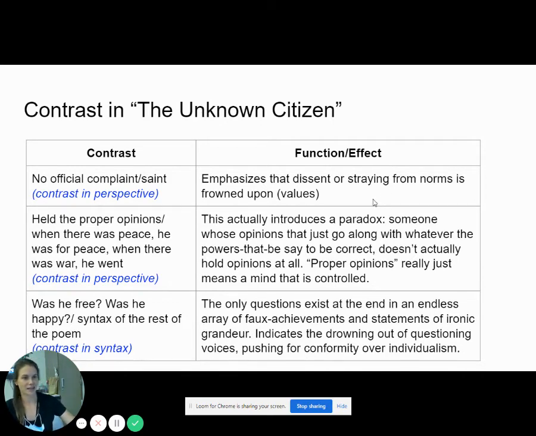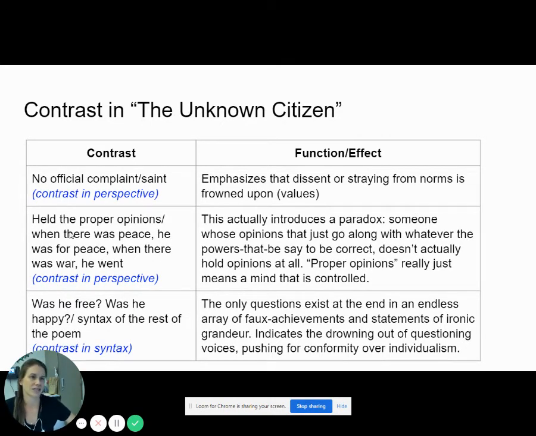is simply not doing anything to cause a ripple or to cause any trouble. And that way you'll be called a saint, versus the actual expectation, which would be that you actually do something notable in your life. Here, it's more like just do what you're told and don't get complained about, and that will make you a saint. So in any case, the function or the effect is an indicating of a difference in values, probably between the poet and the content that he is creating. So it emphasizes that dissent or straying from norms is frowned upon.